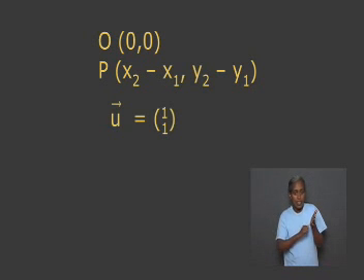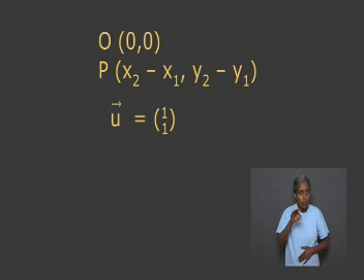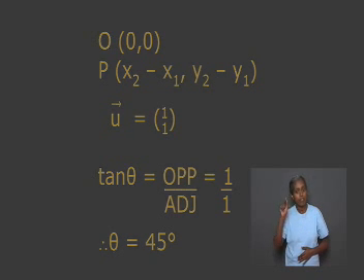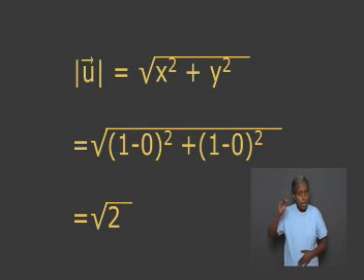The tangent of the angle of a vector can be found in the ratio of the y-coordinate to the x-coordinate. You can see from the column vector that the ratio in this case is 1 to 1. The acute angle expressed by tangent 1 is 45 degrees. The magnitude of the vector is the square root of (1 minus 0) squared plus (1 minus 0) squared. In this case, the magnitude is equal to the square root of 2. Can you apply these principles, students?